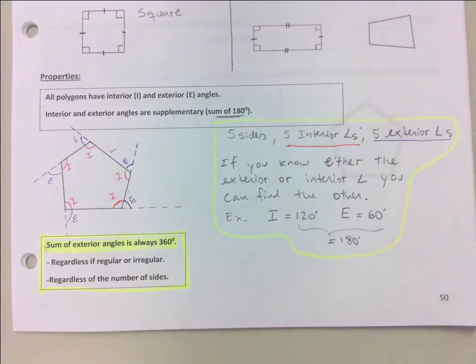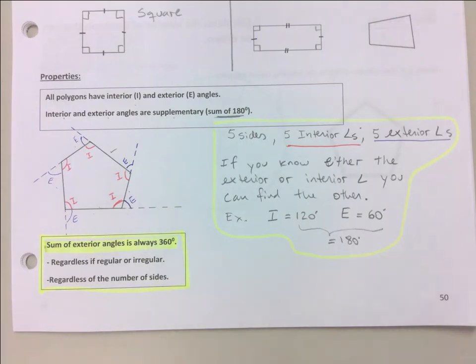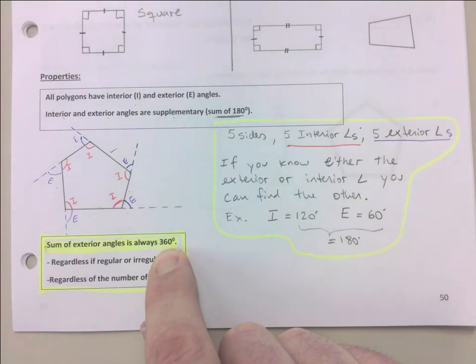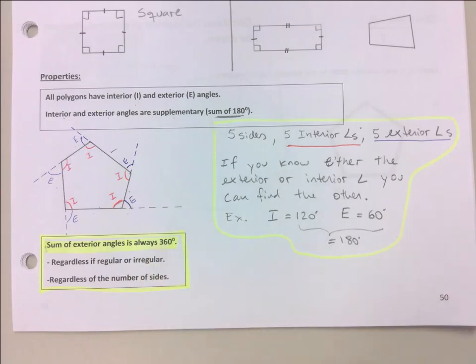I said exterior angles, okay? So this thing could have 100 sides with 100 exterior angles. If you add up all those 100 exterior angles, it will always give you 360. Exterior, not interior, okay? So that's a pretty cool property right there. All right, let's keep going.